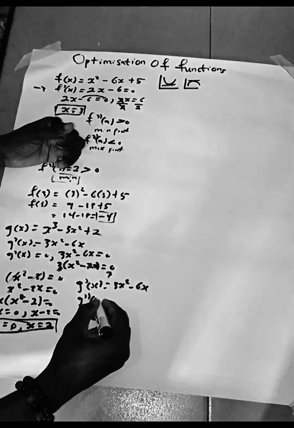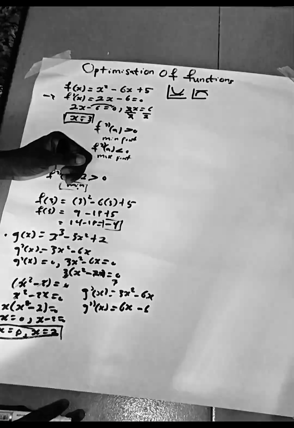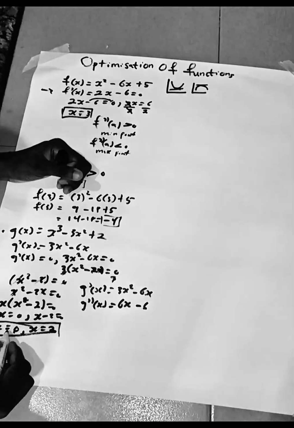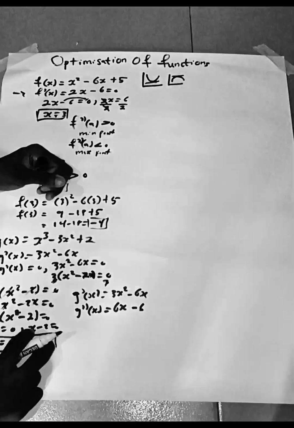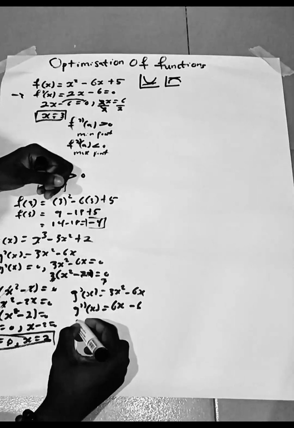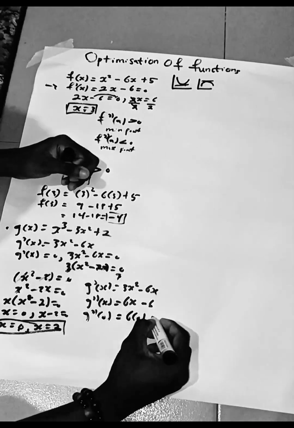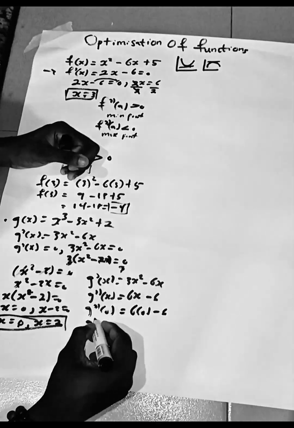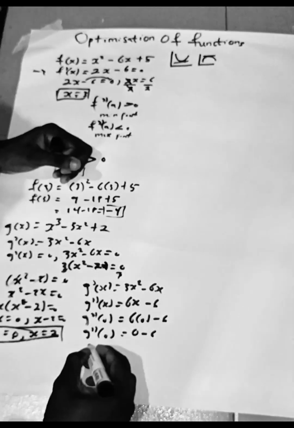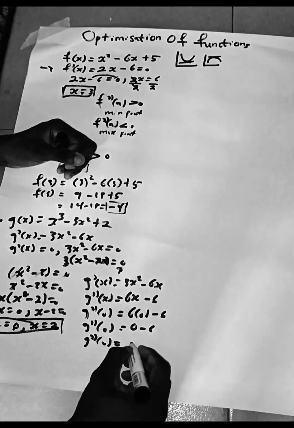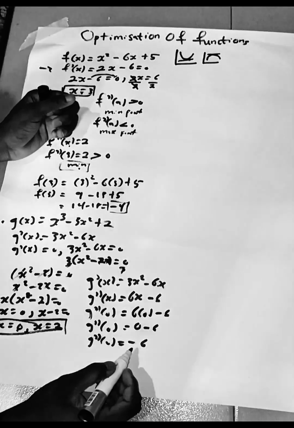So g double prime of x is going to be 6x minus 6, right? Now we need to plug our values of 0 and 2 into this function to determine whether these points are maximum or minimum points. Let's try with 0. g double prime of 0 is equal to 6 times 0 minus 6, which is 0 minus 6. So g double prime of 0 is equal to minus 6. That means 0 is a maximum point since it is negative.